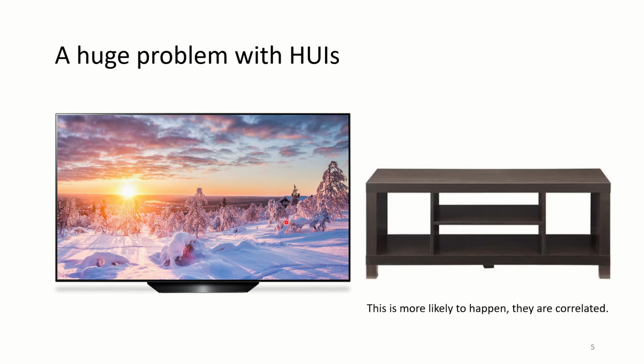Instead, if you buy a television and a television trolley, this is not a rare group of items and it is more likely to be sold together. So this group of items is a high utility item set. This paper wants to find high utility item sets which have correlated items, and they're highly correlated. And let's see what else this paper finds.